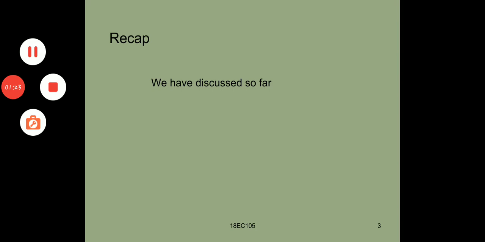Let us recap what we have learned or discussed so far about the inductors. So we have discussed so far the mutual inductance and the coefficient of coupling.